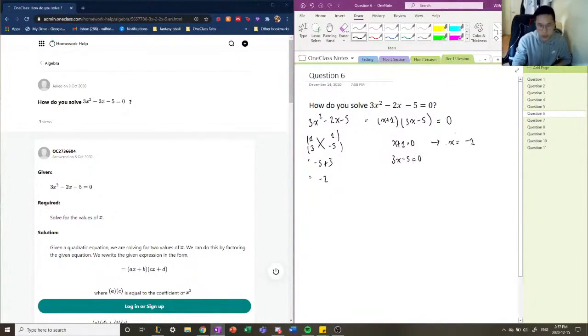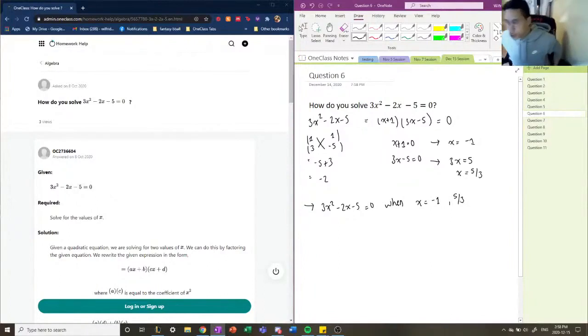So when x equals negative 1, this equals 0, and if this equals 0, anything multiplied by 0 is 0. All right, the second one is going to be 3x equals 5, and x equals 5 over 3. So when x equals 5 over 3, this equals 0, and anything times 0 equals 0. So 3x squared minus 2x minus 5 equals 0 when x equals negative 1 or 5 over 3.